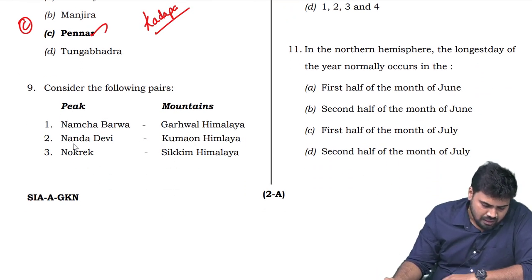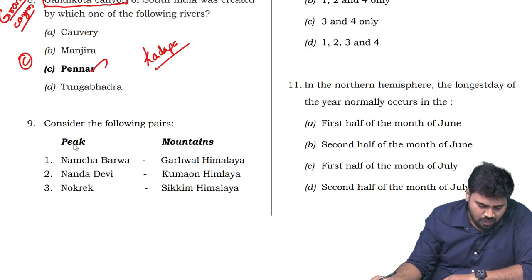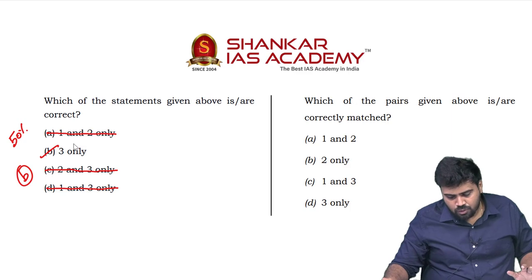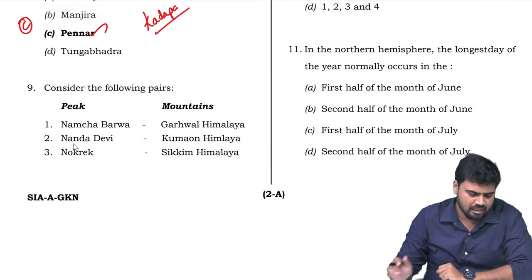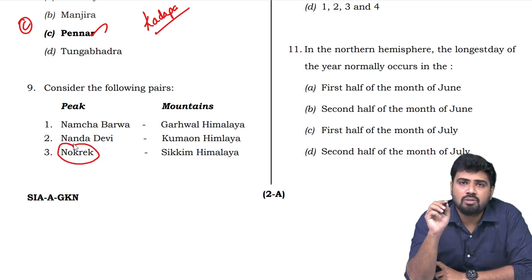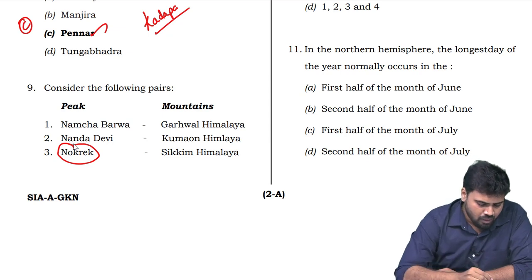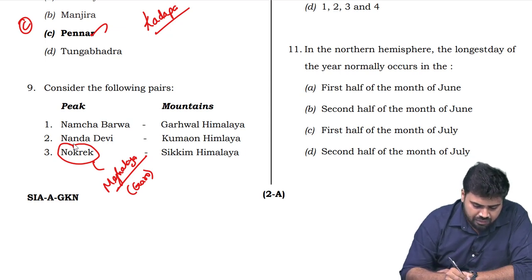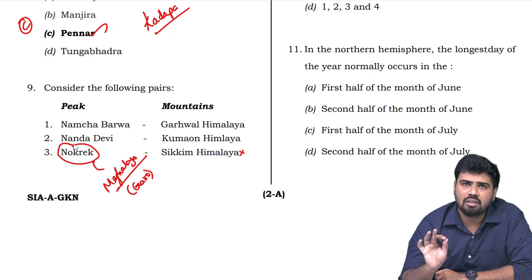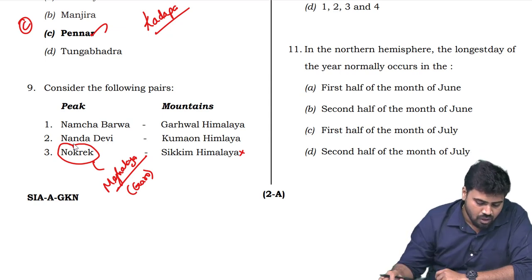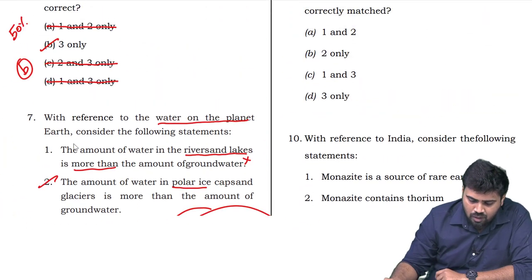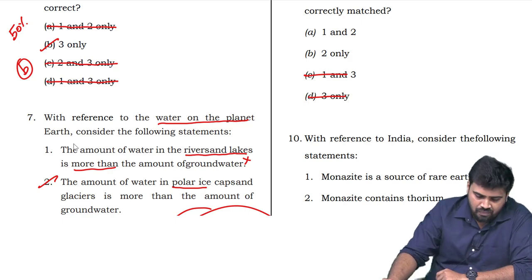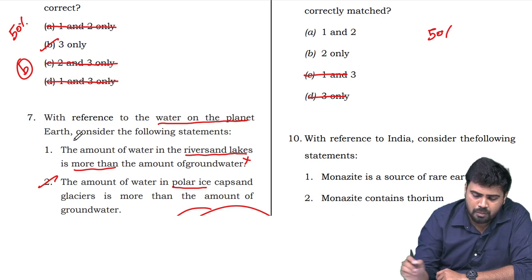9. This is also a very good question. Namcha Barwa is in Garhwal Himalayas, Nanda Devi in Kumaon Himalayas, Nokrek in Sikkim Himalayas. So options: 1 and 2, 2 only, 1 and 3, 3 only. Okay, see, very basic. If you learn about biosphere reserves, particularly UNESCO biosphere reserves, you may know Nokrek Biosphere Reserve is in Meghalaya, particularly in the Garo Hills. So Nokrek is definitely not in Sikkim Himalayas, it is in Meghalaya. So the third option is wrong, so you can eliminate option C and option D. So we are left with 2 options, so 50% probability.